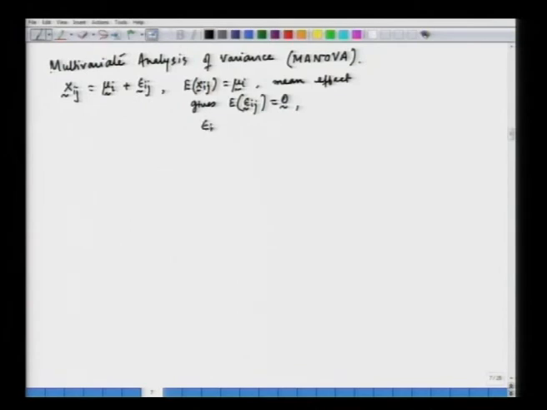So, we might as well say that we have these error terms Eij, they are IID, uncorrelated, and with normality giving them independence, and we have them coming from the multivariate normal distribution NP with mean 0 and variance covariance matrix sigma.